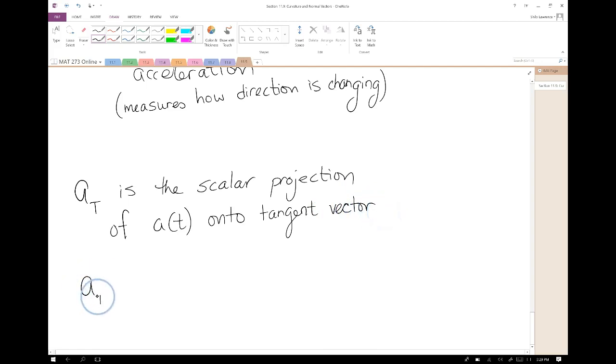So the way that we calculated a scalar projection: the tangent vector here is going to be represented by r prime of t, which is also v of t. The way we find a scalar projection is we find the dot product of our two vectors, and then we divide by the magnitude of the vector that's in the direction we want to go in. So this is really just acceleration dotted with velocity, all divided by speed.